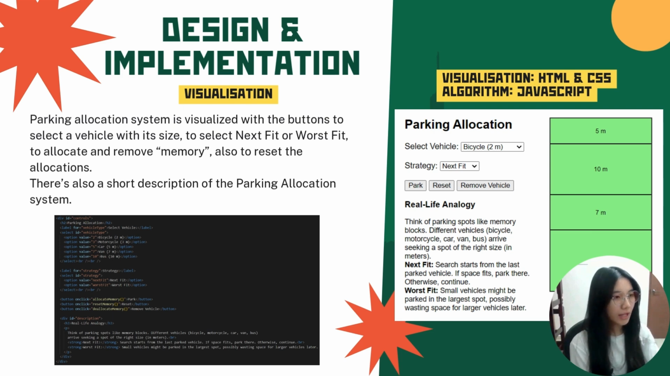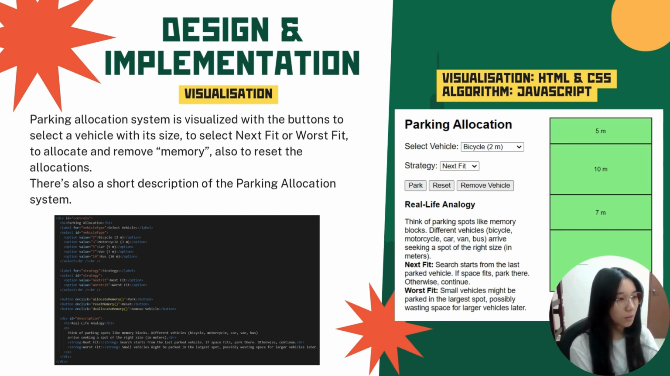My name is Min Xue, and I'll be talking about our project design and implementation. We are using HTML and CSS to visualize our project, which is this parking allocation system. The algorithm that we are using is in JavaScript. As you can see on the right side of this slide, first we are required to select the vehicle. There are 5 types of vehicles: bicycle, motorcycle, car, van, and bus. Next, we have to select the strategy, whether it's next fit or worst fit. There are 3 buttons that we can click on.